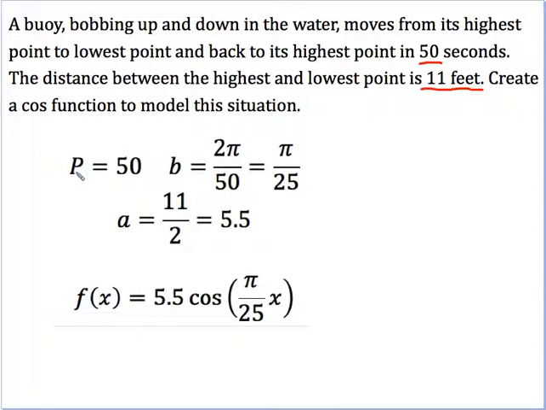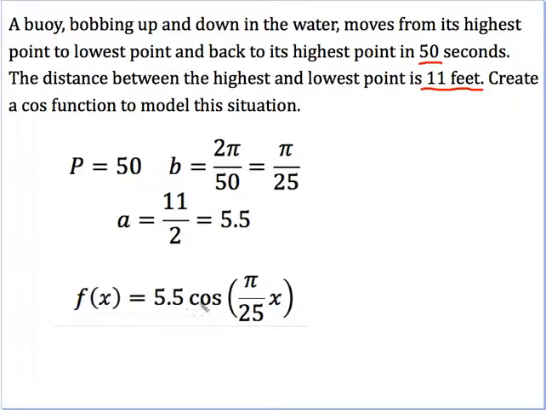For the period length is 50, so that means to find your B value, 2 pi divided by 50, and you can reduce that to pi over 25. And then to create the formula for this, it would be 5.5 times cosine of pi over 25 times x.